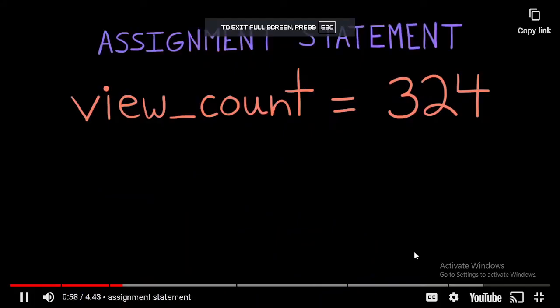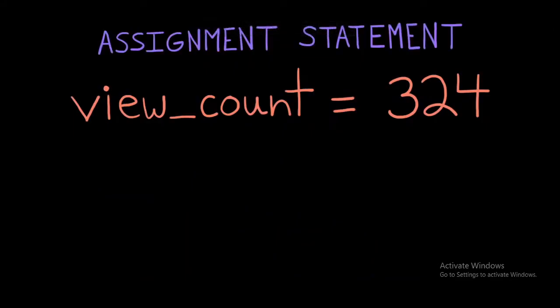We'll use an assignment statement. An assignment statement starts with the name of the variable on the left-hand side, then an equal sign, also called the assignment operator, and on the right-hand side, the value to be stored. We read this statement as the variable view count is assigned the value 324.